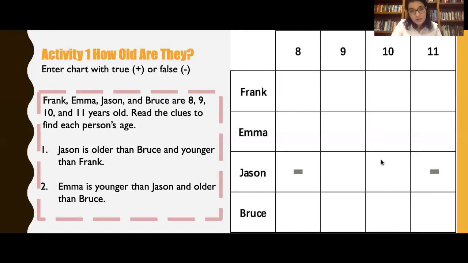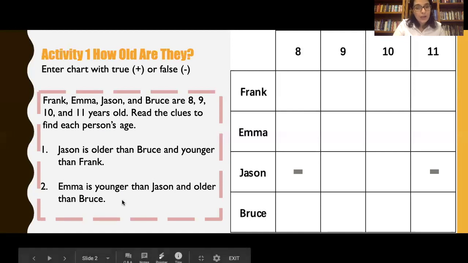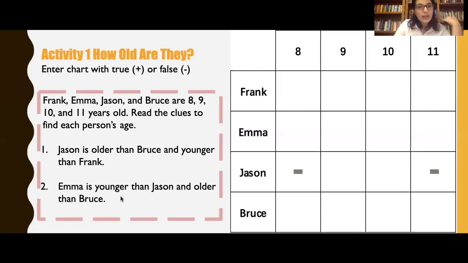Those things are false. Now, if you read the second clue, it actually uses similar language. Emma is younger than Jason and older than Bruce. Right now, who they're younger and older than doesn't really matter. For now, we know Emma is younger than somebody and older than somebody, which again means that Emma cannot be 8, because if she's 8, she's the youngest, she can't be older than anybody. And Emma can't be 11, because if she's the oldest, then she can't be younger than anybody. So again, we can cross that right off.